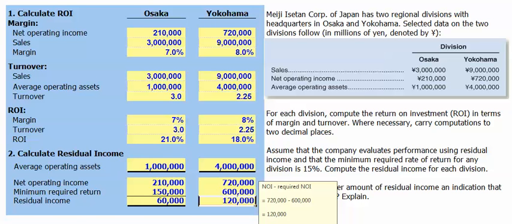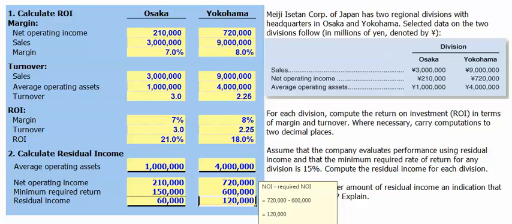But recall, our profit margin is only one part of the equation. The other important piece of the equation is how efficient they are at generating sales. And the Osaka division, with an asset turnover of 3, is more efficient at generating sales with its assets. So we combine our profit margin and our turnover to calculate our return on investment. And from a return on investment perspective, we see the Osaka division is providing a higher return on investment, 21% versus 18%.